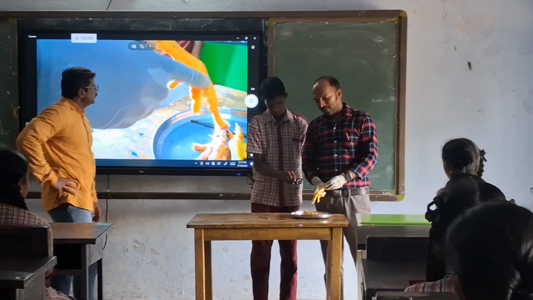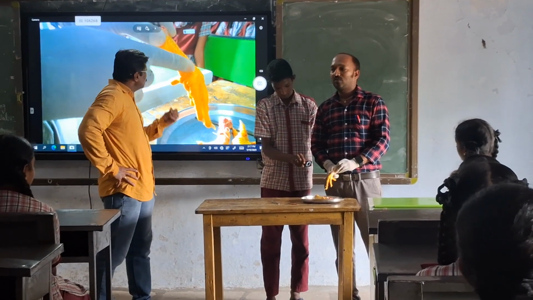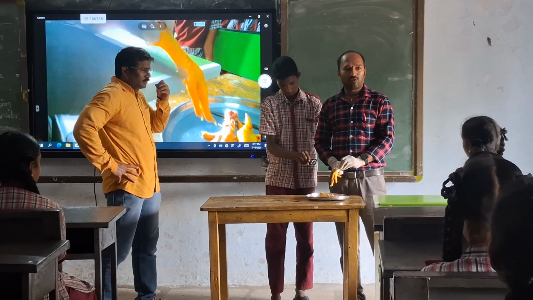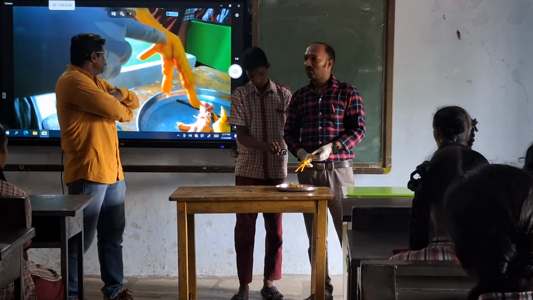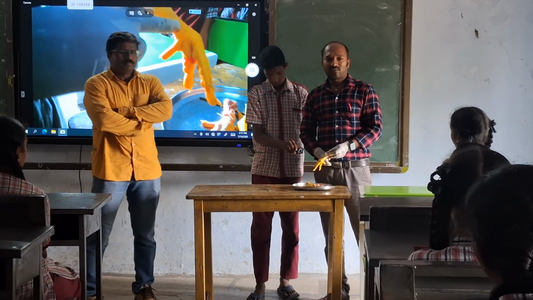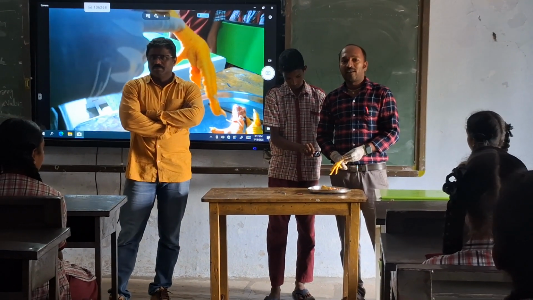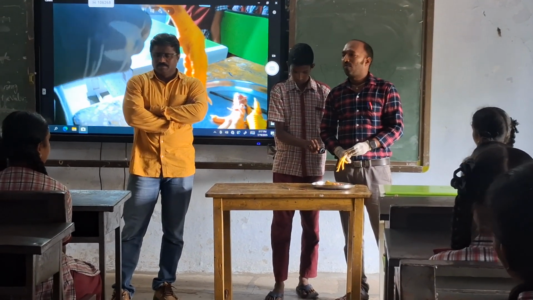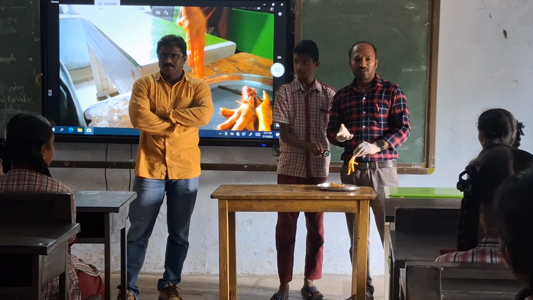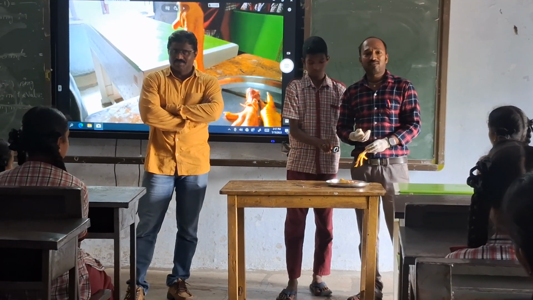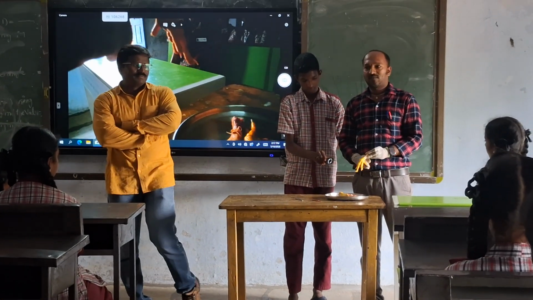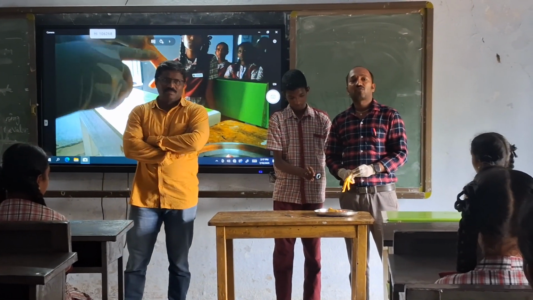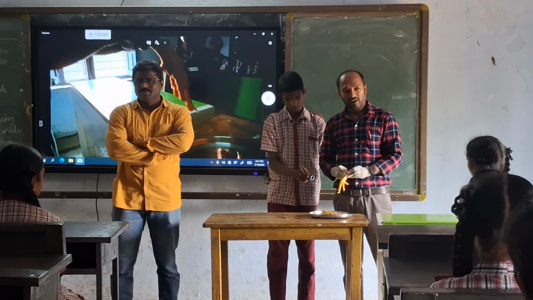Epithelial tissue is also classified into another 4 types. One is stratified tissue, one is squamous tissue, one is columnar tissue, and another one is cuboidal tissue. So the skin is made up of squamous tissue, stratified tissue.